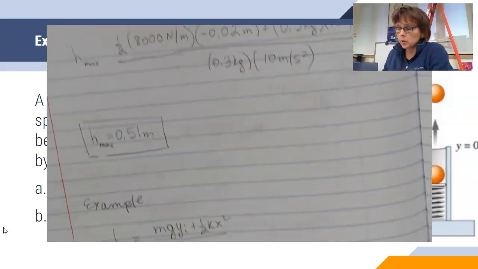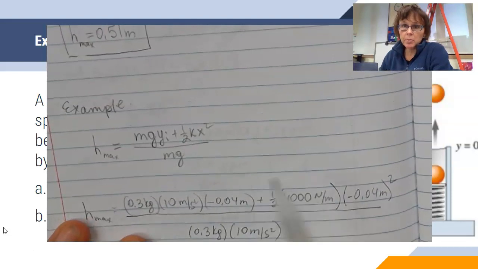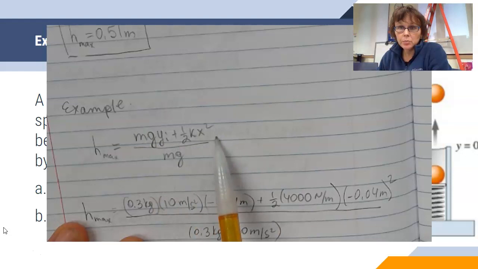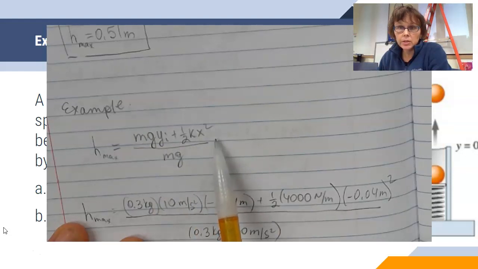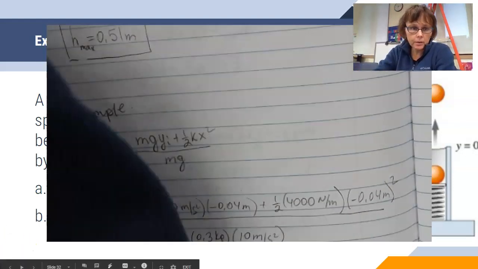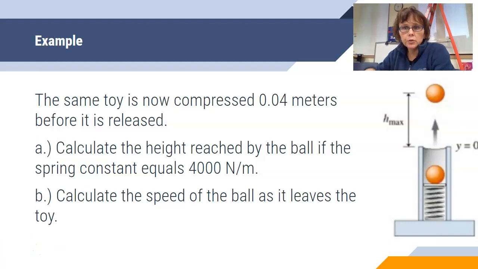So our next question is asking what is going to happen if we have a different compression distance, not 0.02 meters, but 0.04 meters. Okay, that's the new question we have. If the same toy is now compressed 0.04 meters, calculate the height reached by the ball if the spring constant is 4,000 newtons per meter, and calculate the speed of the ball as it leaves the toy.